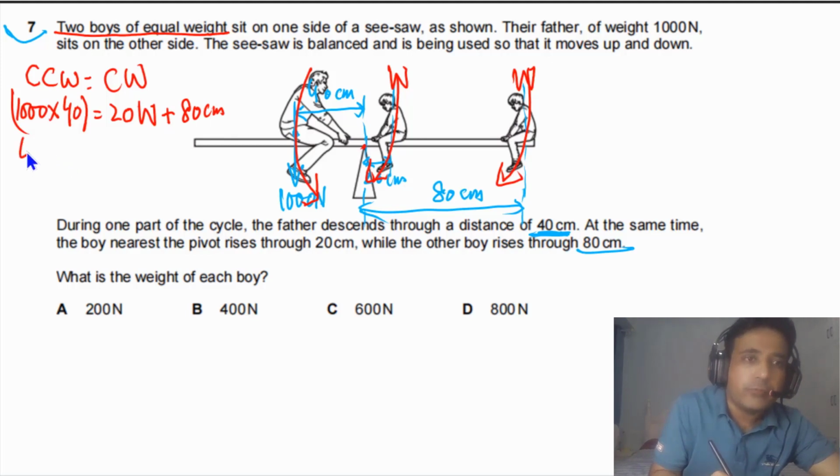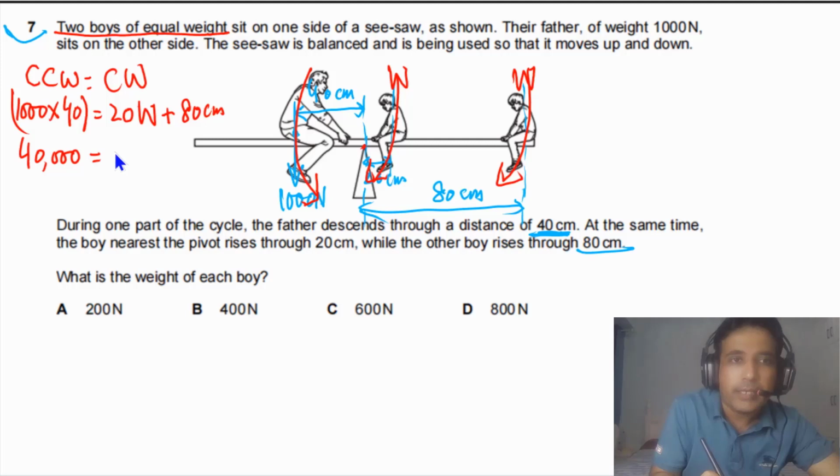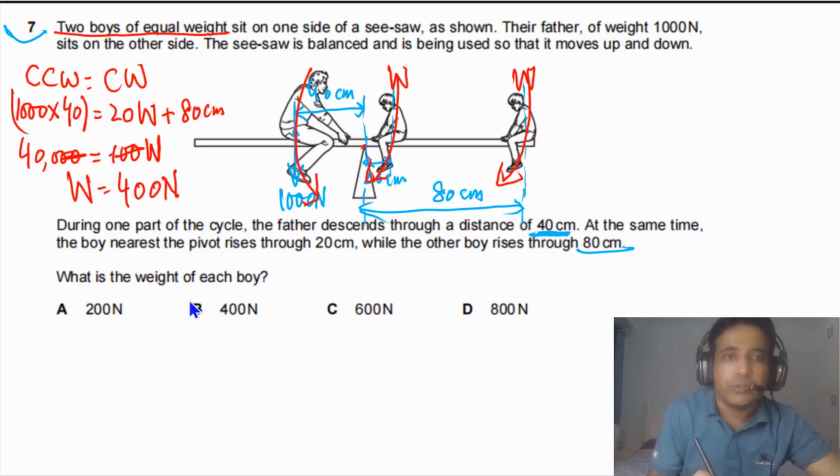Now if we simplify here, we will get 40 thousand, and here we will get 100 times the weight of one boy. Now simply we can cancel these two zeros with these two zeros. So the weight of each boy will be equal to 400 newtons. So the answer for this question is B.